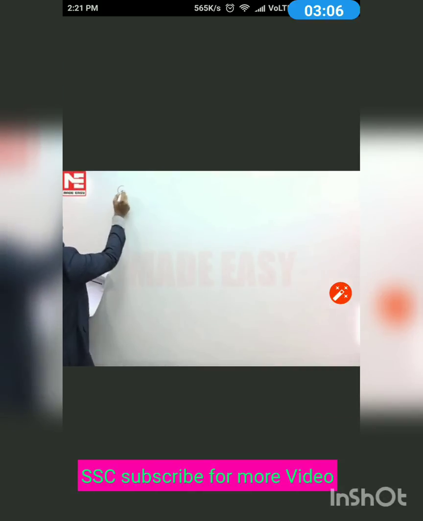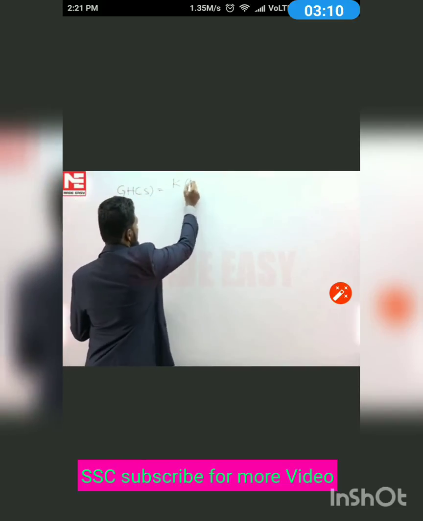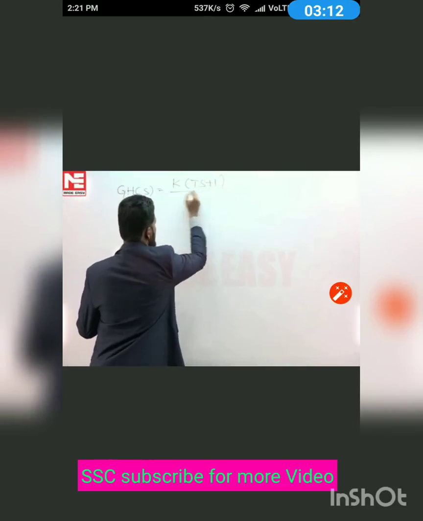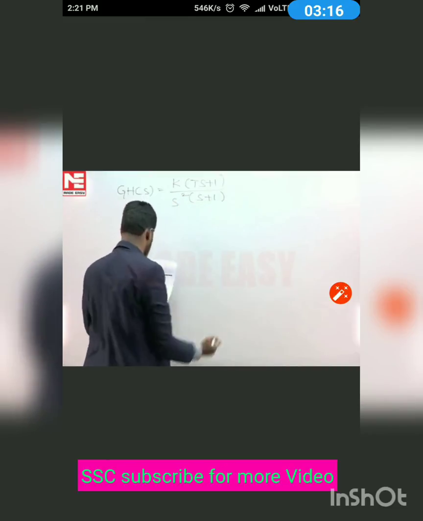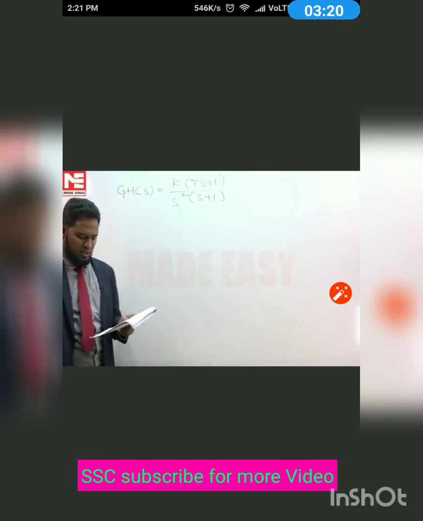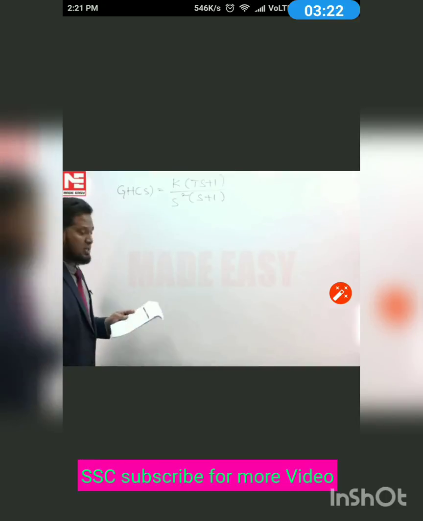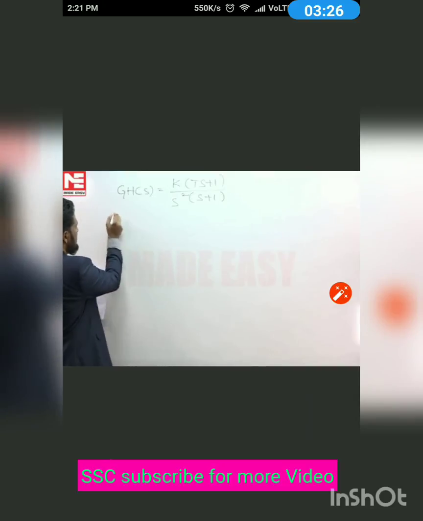Block diagram representation of a system is given, from which the open loop transfer function is k(ts plus 1) upon s square (s plus 1). The above system is said to be stable for what values of k, where k is given to be greater than 0. The question is to find the values of t for the system to be stable.